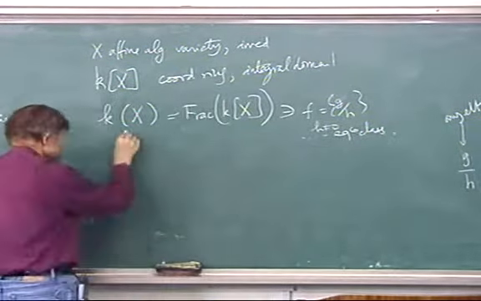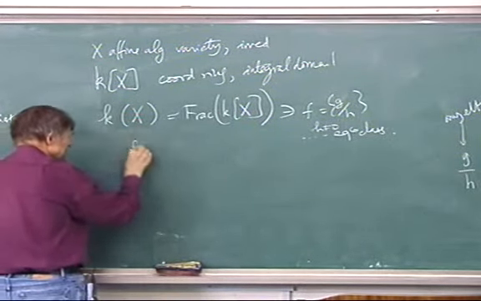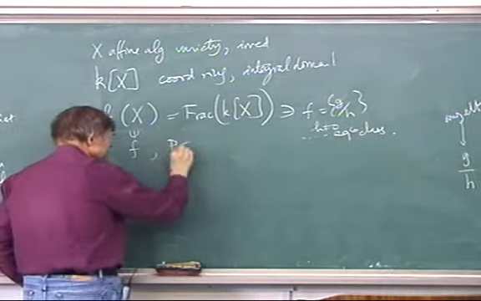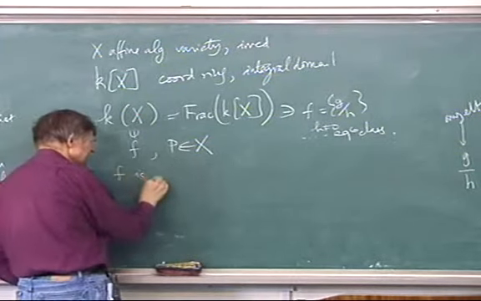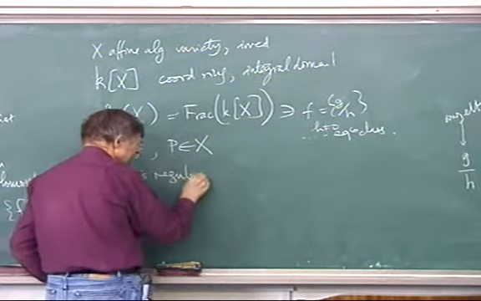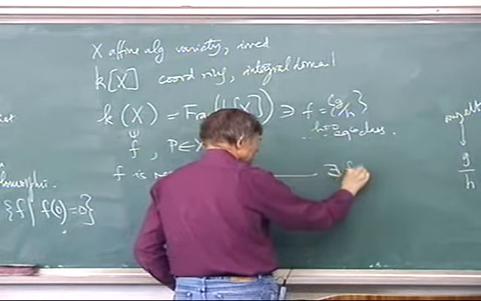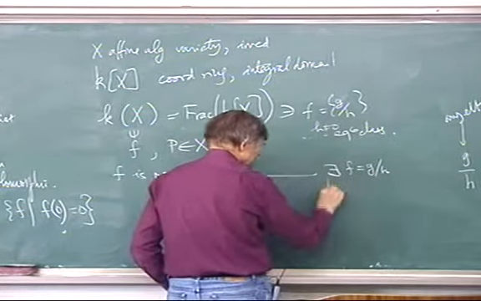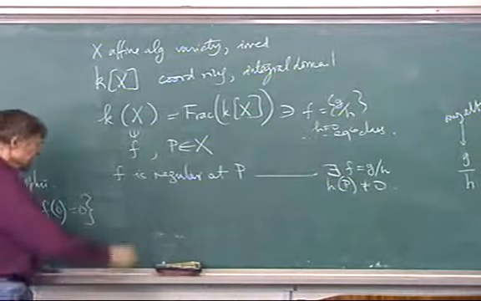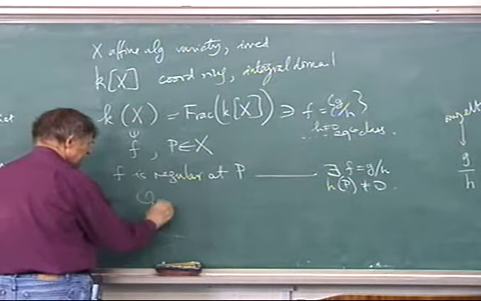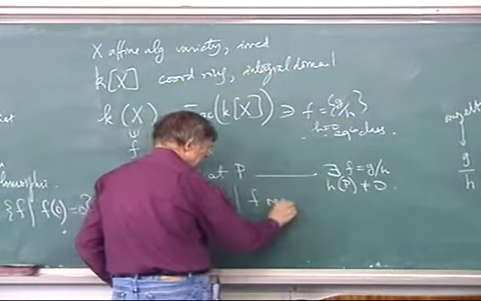Right, and then inside here, if I have f in there and P in X, I have this relation saying that f is regular at P. It means there exists f = g/h with h(P) not 0. This defines O_{X,P}, so this is the set of f such that f is regular at P.